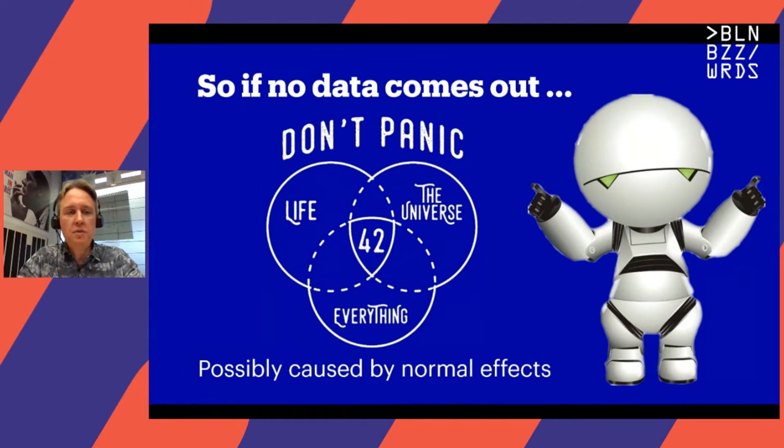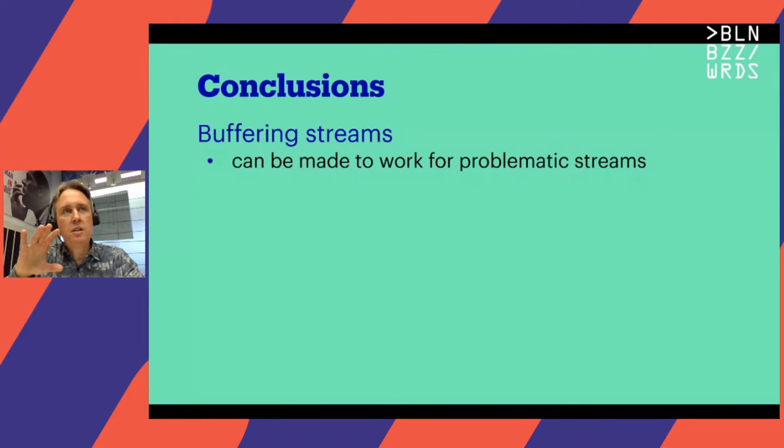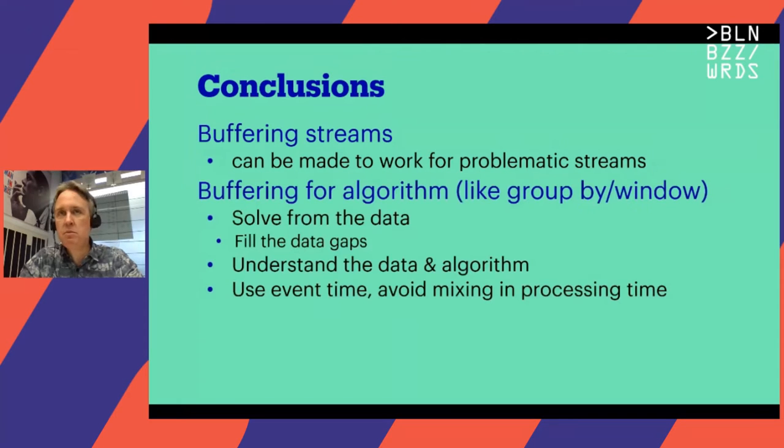Concluding this, what I have seen over the years is that the primary cause for all of these problems is buffering. Buffering in combination with problematic streams, and then the question, when is my buffer flushed? And if the buffering is done because of an algorithm, like a group by or a window, I recommend you solve it from the data or from the algorithm. And you can do that if you truly understand both your data and your algorithm. And in any case, I recommend sticking to event time. Avoid mixing in the processing time if you can. But if your use case allows for it and it's not a problem, you can use this.